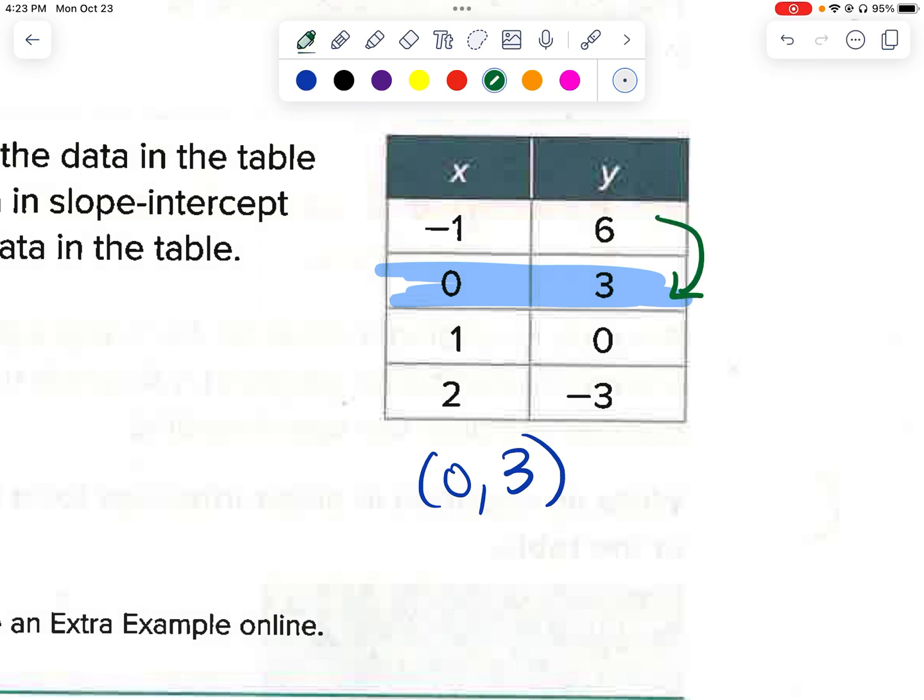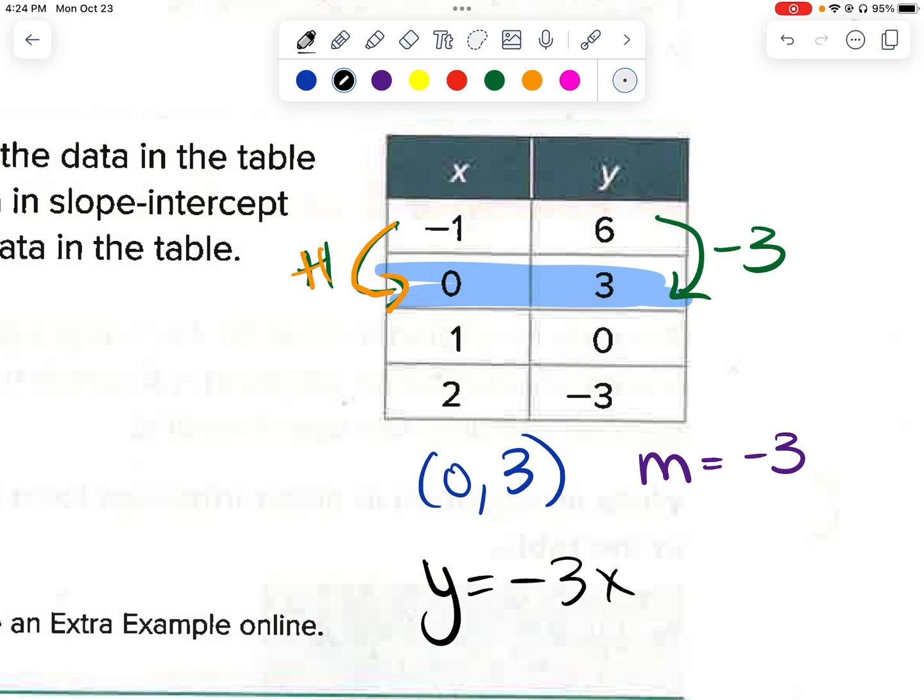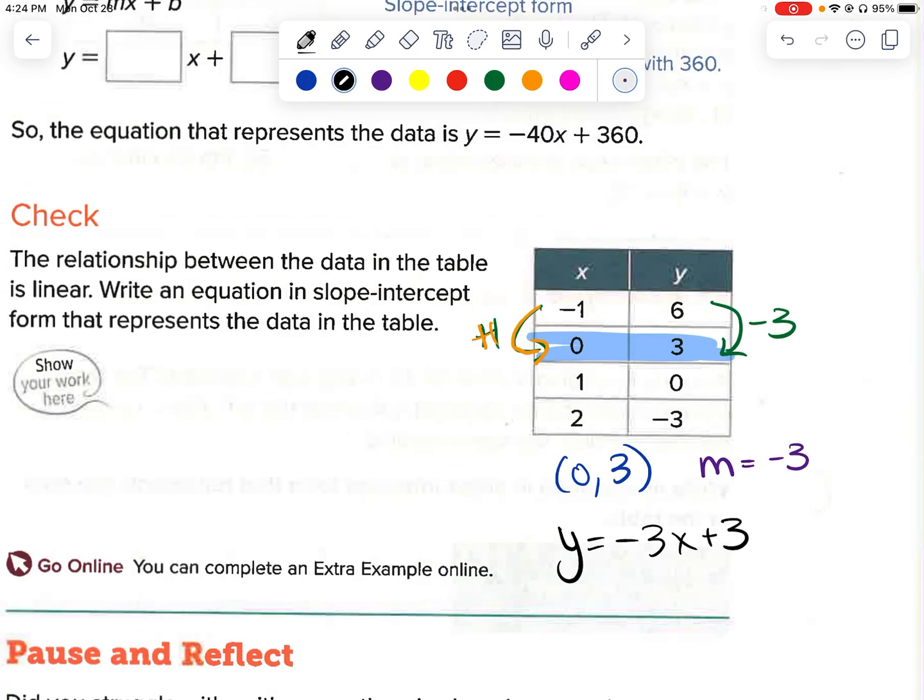So from here to here, it went down 3. From here to here, it went up 1. Oops, that's supposed to be in this color. Okay, so my slope is negative 3. So when I write my equation, it's negative 3x plus 3.